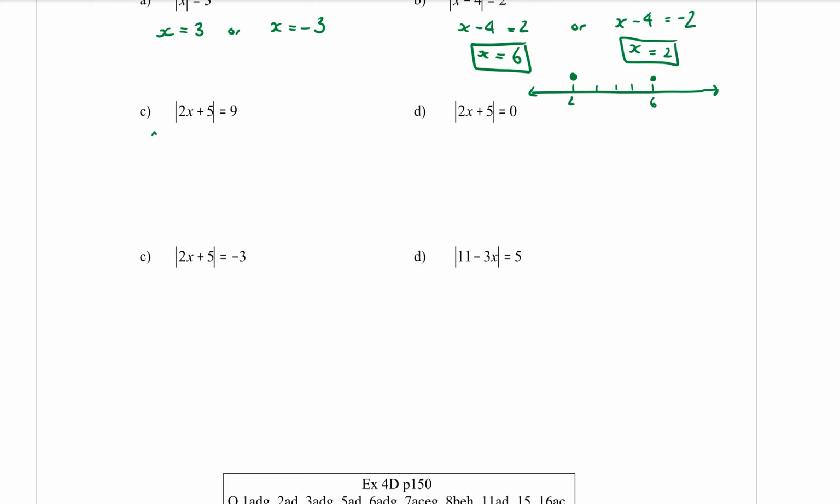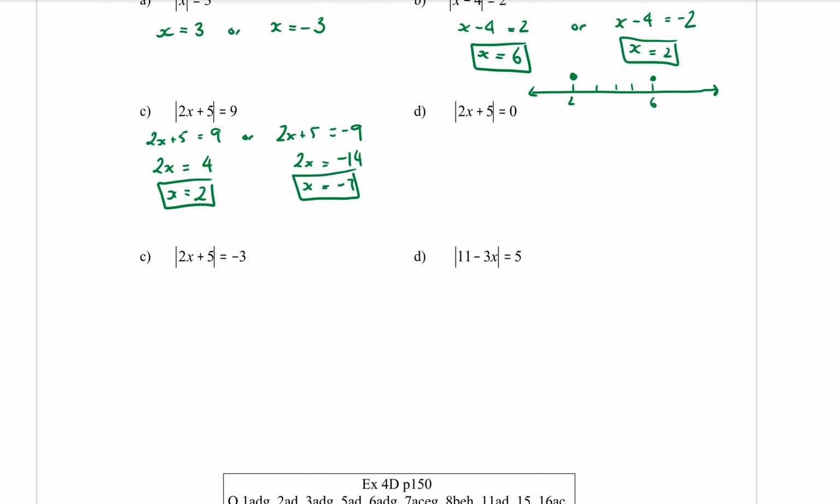So 2x plus 5 could be equal to a positive 9, or 2x plus 5 could be equal to a negative 9. Solve both equations. So the first one, subtract the 5. 2x equals 4. Divide by 2, gives me x equals 2. The second equation, subtract the 5. That gives me negative 14. And dividing by 2 means negative 7.